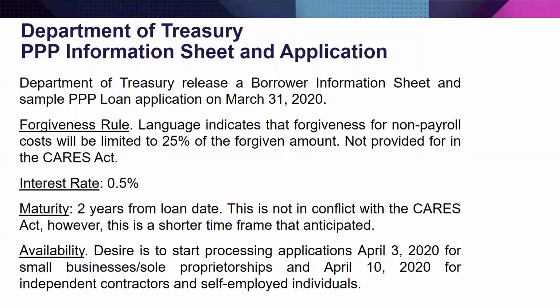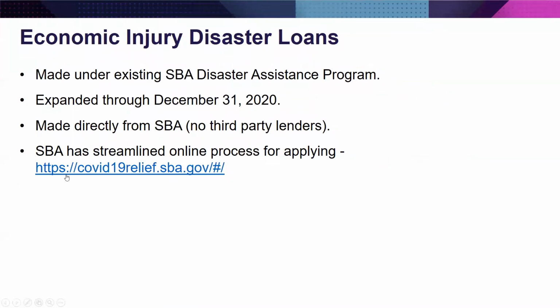So the desire is to start processing the applications April 3rd for businesses and sole proprietorships, and then April 10th for independent contractors and self-employed individuals. There's a little bit more that goes into those two, and I think that's the reason why. The reality is banks aren't sure what they're going to do yet. Banks aren't sure how much they're really going to focus on this program, and this whole thing is in flux and will continue to be for the next couple of days. But it is a moving target, and our hope is that they do get these up and running at least by next week.